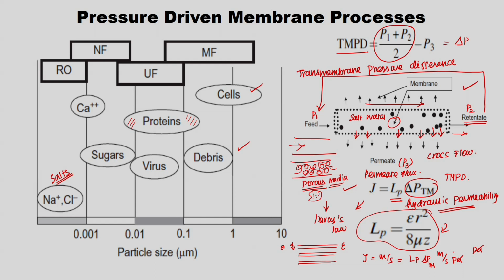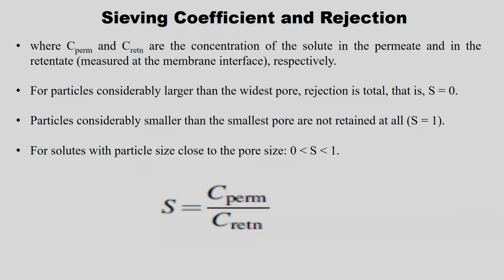So, here we are assuming a Darcy law model and deriving this. There are certain restrictions to using these models that one should remember. Then there are the terms called sieving coefficient as well as rejection. The sieving coefficient is nothing but the concentration of the solute in the permeate, C perm, over the concentration of the solute in the retentate, C retentate. So, S here is the sieving coefficient.